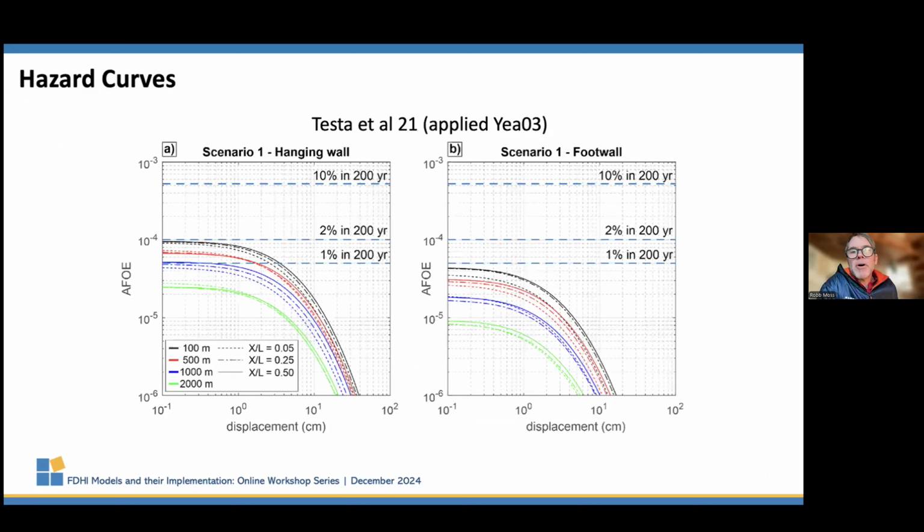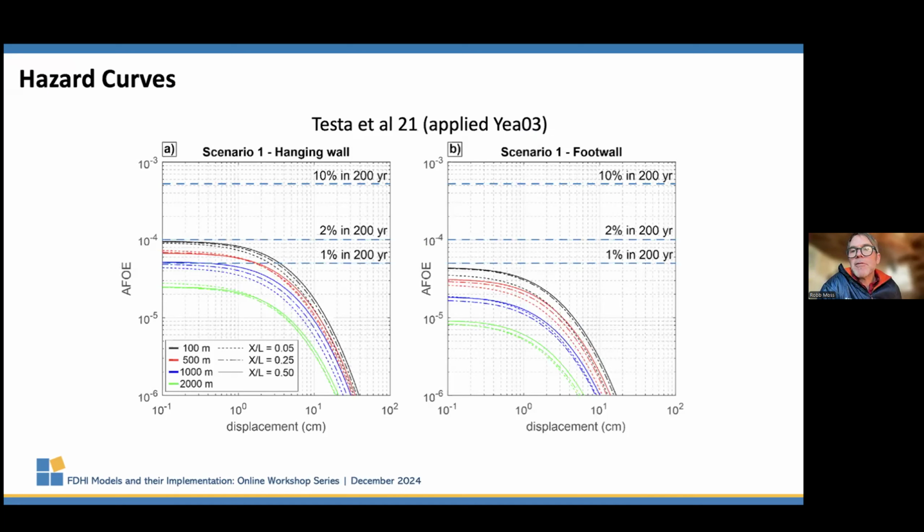So what we want to end up with is hazard curves. This was a recent study where Test et al. applied the Young's model for normal events, and they're showing how the hazard curves step out as a function of distance from principal faulting, and they're also showing it with respect to some different hazard levels.